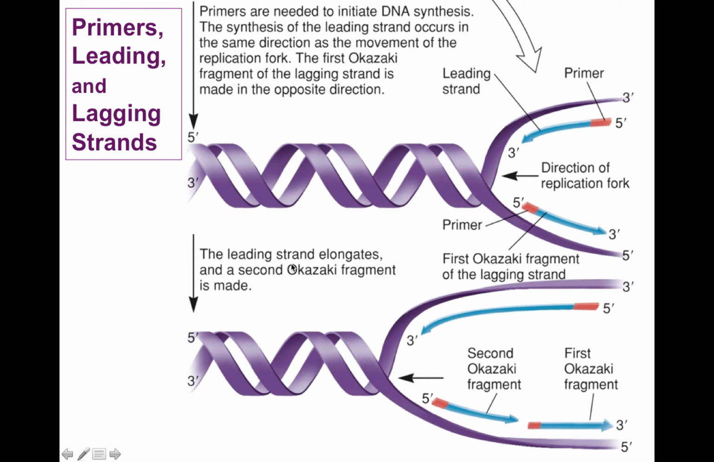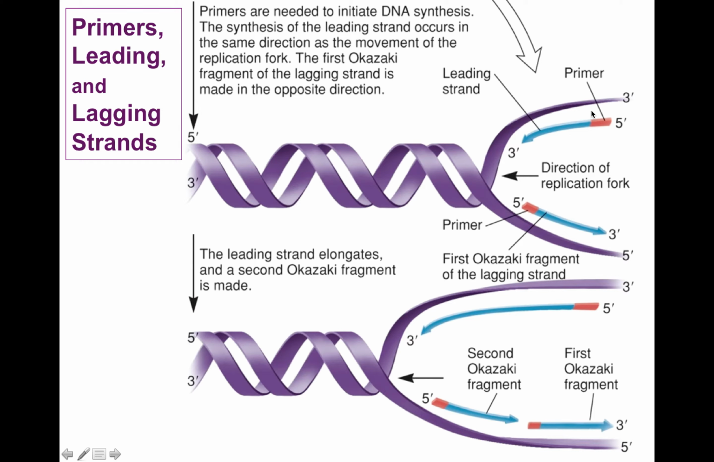Okay, now we're going to look at the replication fork. We're going to look at the role that primers play on both the leading and lagging strands. When you separate the two strands of the template, one of the strands has its 5' end at the beginning, and the other strand has its 3' end at the beginning. But DNA replication can only proceed in a 5' to 3' direction.